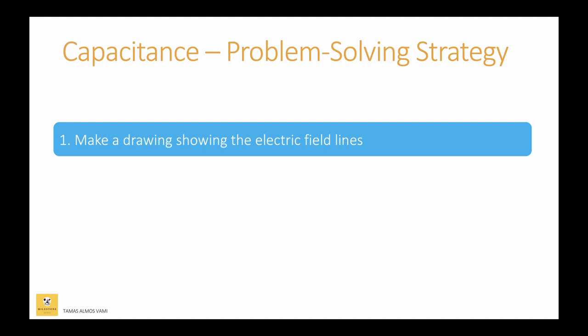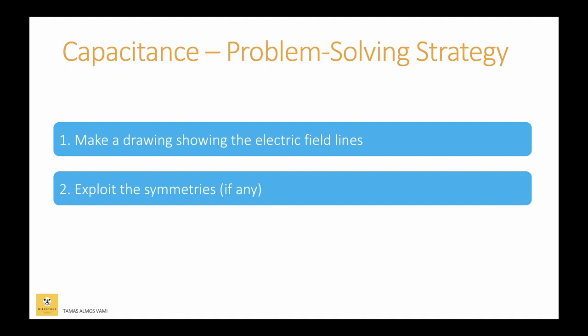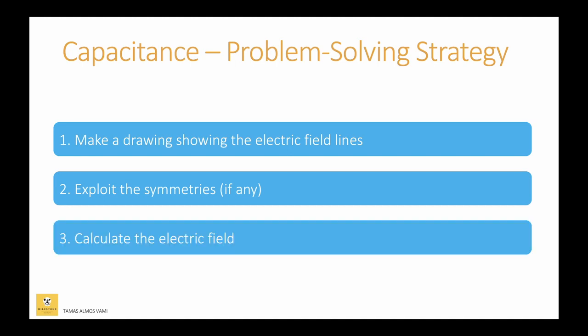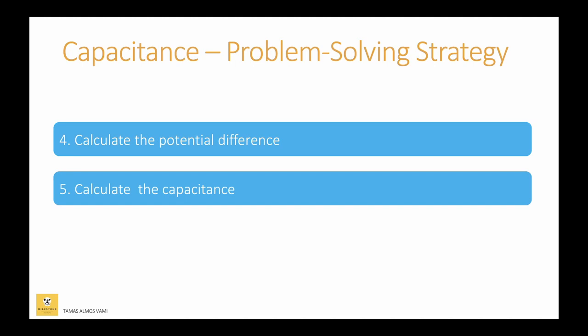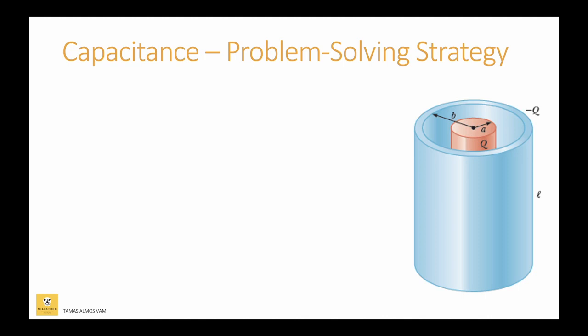Alright, so let's go into a bit of problem-solving strategies. As earlier, it's always good to make a drawing showing the electric field lines, and if there are symmetries, like we had here, where the electric field pointed in the same direction, that makes the situation a little bit simpler. So exploit any symmetries if there are any, calculate the electric field, and calculate the potential difference, and then use the definition that the capacitance is the ratio of these two. That's essentially the way we solve problems for capacitance. So let's now go into the capacitance of a shell.